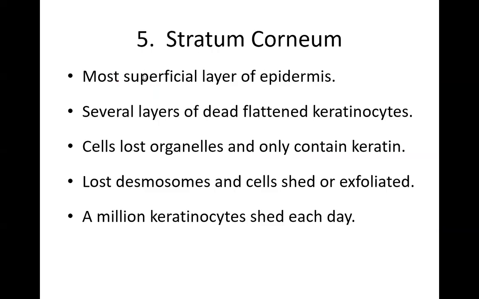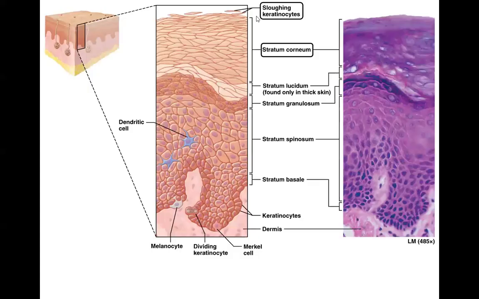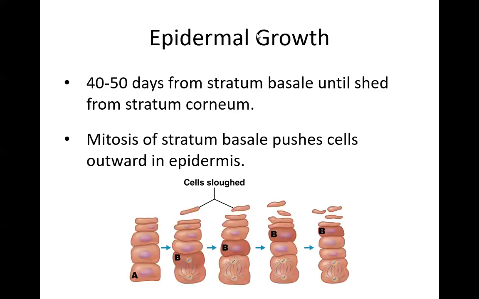The stratum corneum is the most superficial layer of the epidermis. There are several layers of dead, flattened keratinocytes, and the cells lost their organelles, and they only contain keratin. They lost the desmosomes, and the cells shed, as we said, or exfoliate or desquamate. 1 million keratinocytes shed each day because they have lost their organelles. These are dead, flattened, superficial cells. These are sloughing cells, exfoliating cells, desquamating cells.